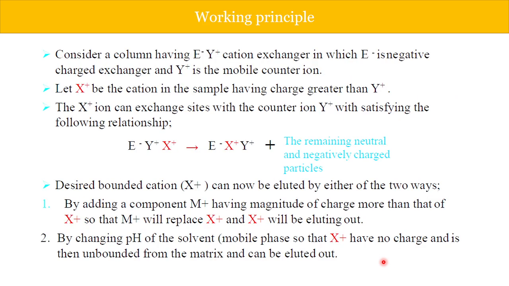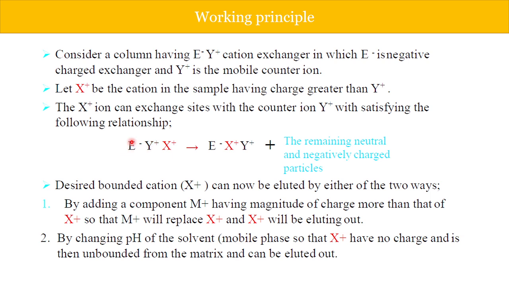Next, coming to the working principle. Let us consider a column having an E minus Y plus cation exchanger, in which E minus is the negatively charged exchanger and Y plus is the mobile counter ion. Let X plus be the cation in the sample having charge greater than that of Y plus. So the X plus ion will exchange sites with the counter ion Y plus, satisfying the following relationship.